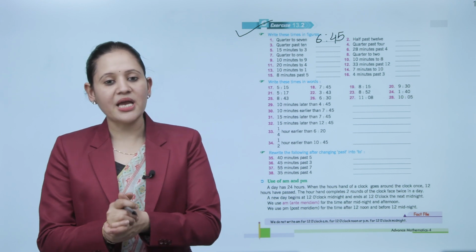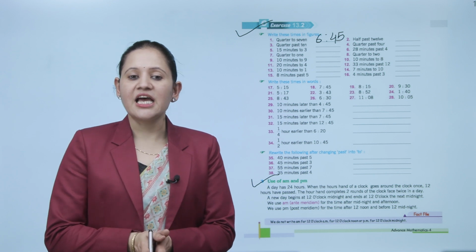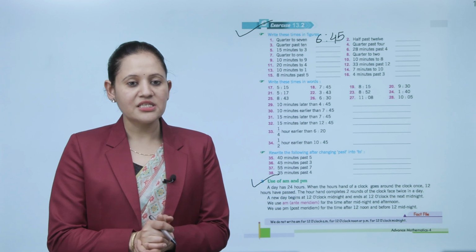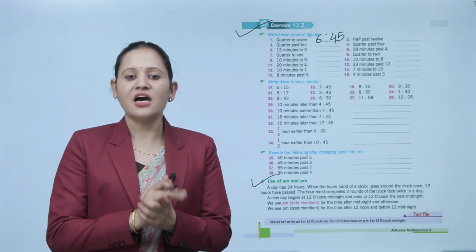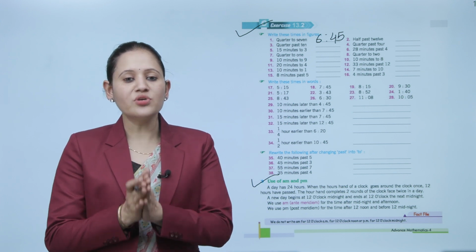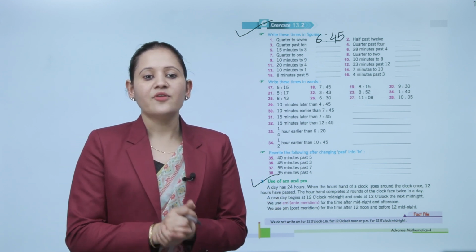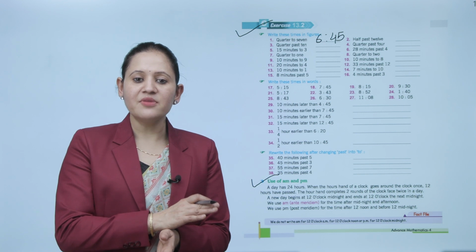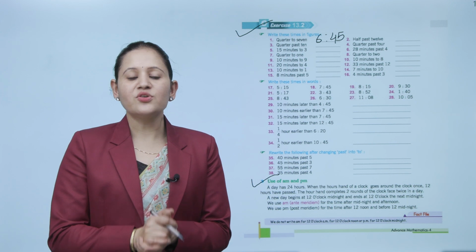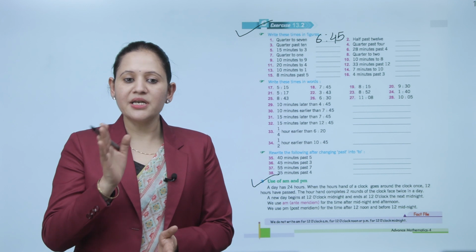Next is use of AM and PM. The day has 24 hours. When the hour hand of a clock goes around the clock once, 12 hours have passed, and the hour hand completes two rounds of the clock face twice a day. The new day begins at 12 o'clock midnight and ends at 12 o'clock next midnight. We use AM, ante meridian, for the time after 12 midnight and before afternoon. We use PM, post meridian, for the time after 12 noon and before 12 midnight.